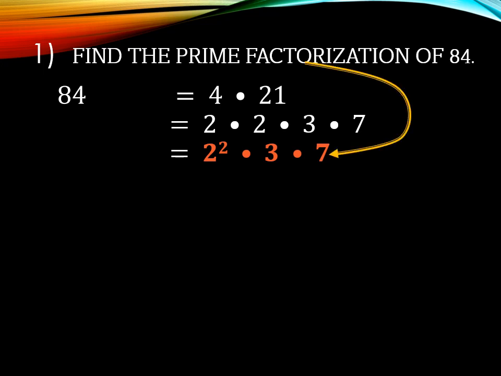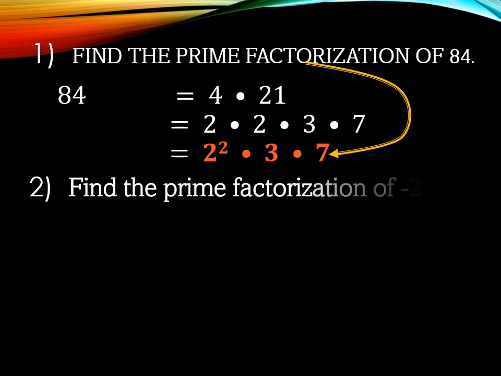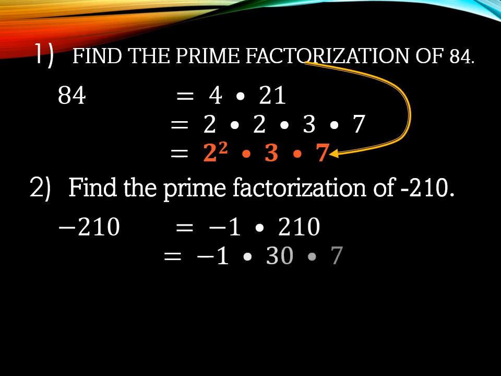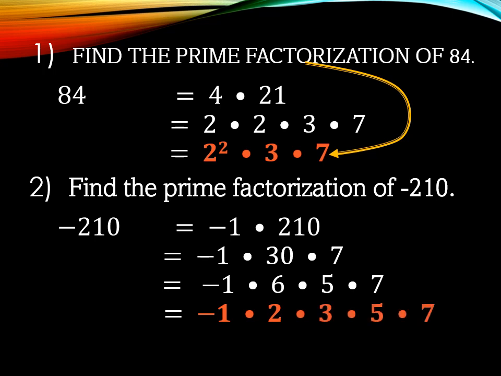If we need to write the prime factorization of negative 210, first of all, think of negative 210 as the product of two numbers, not necessarily prime. Then keep breaking the composite numbers into a product of prime factors. So this is the prime factorization of negative 210.